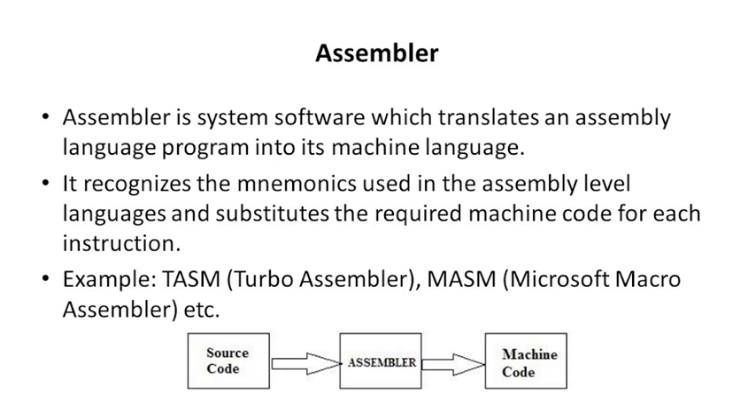In this diagram we can see there will be a source code. What will the assembler do? The assembler will take the source code and the mnemonics used in the assembly level language, and convert and translate that into machine code.